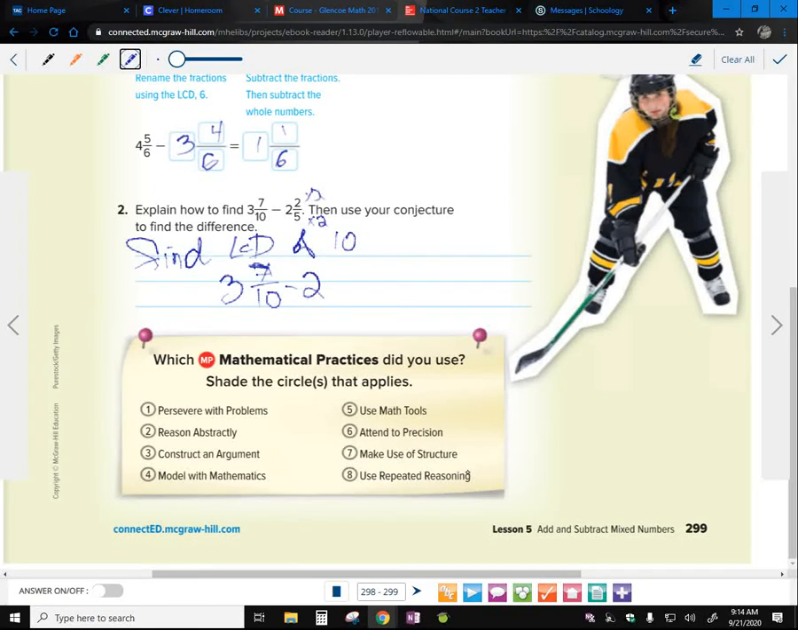One of the common errors that you might have is whenever you're finding the least common denominator, if you mess with the whole number, you don't have to do that when you're finding the least common denominator. 3 minus 2 is 1. 7 minus 4 is 3. And once again, this is just building on the other stuff.